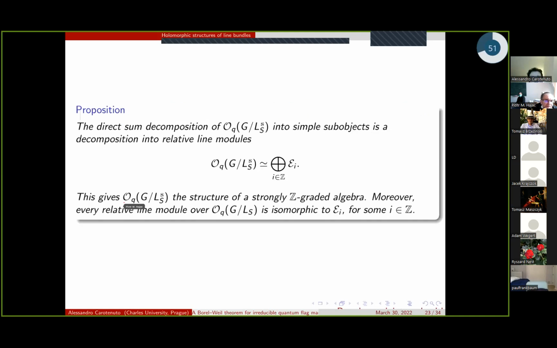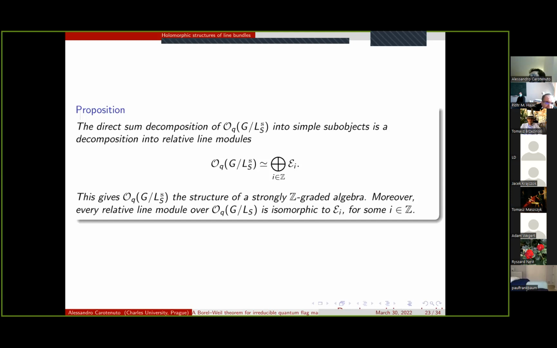Sorry, could you explain this word relative? Yes, relative. Each line bundle is an object inside the category of left A-comodule, where A here is O_q(G), and B-bimodule. Where B is... B is O_q(G_LS). Ah, yes, sorry, of course, yes. Okay.